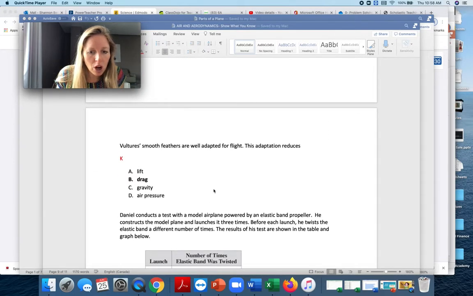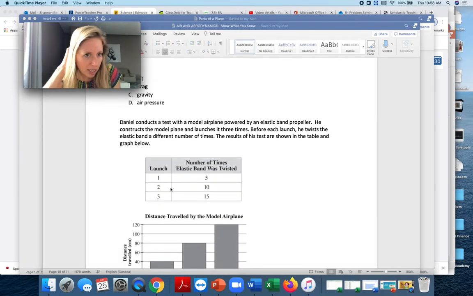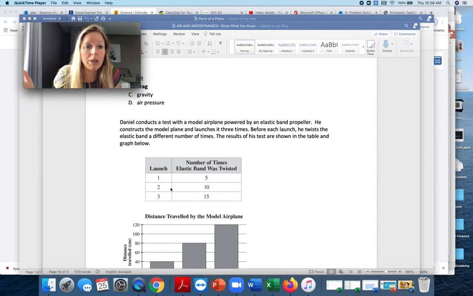Vultures' smooth feathers are well adapted for flight because this adaptation reduces... If it's smooth, it's going to reduce drag, decreasing block surfaces. Okay, last couple were related to an experiment. So this is going back to the first things we learned at the beginning of the year and kind of repeating a bit.